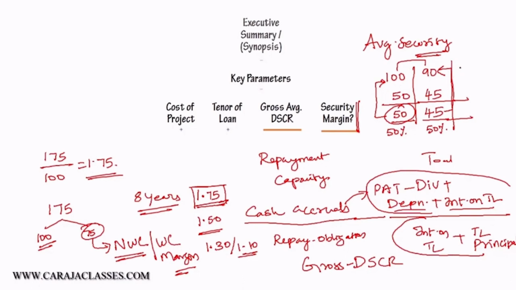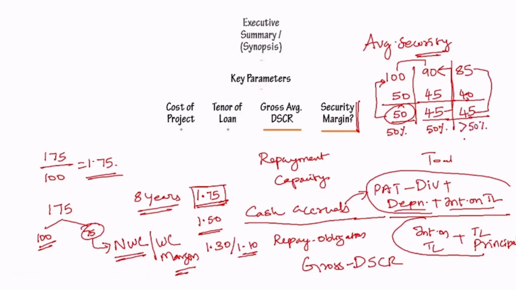This is becoming 85 and this is becoming 40. So 85 minus 40, you still have 45 as security margin. 45 on 85, this is greater than 50%.